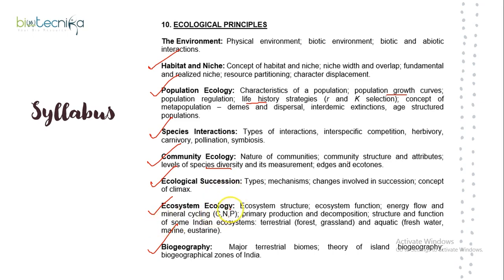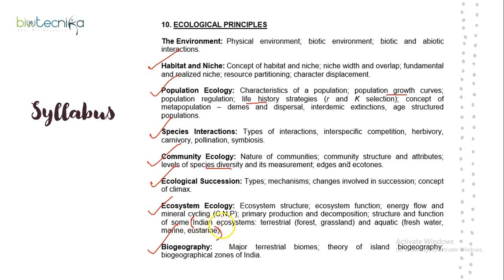Next, coming to ecosystem ecology, here also you have conceptual questions, but this is a portion which needs to be memorized. Okay, Indian ecosystem, terrestrial, forest, grassland, aquatic, freshwater, marine, estuaries. This is a portion that needs to be memorized.